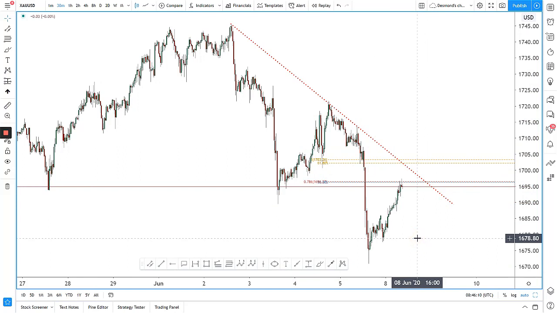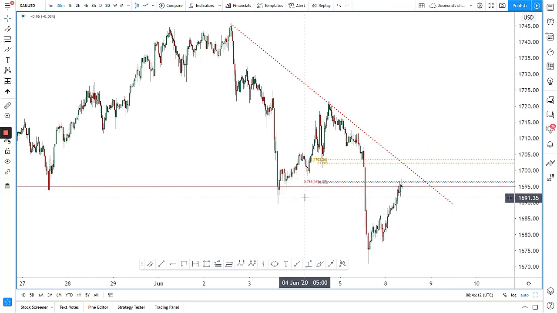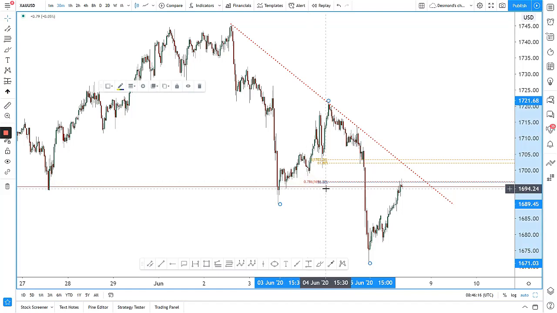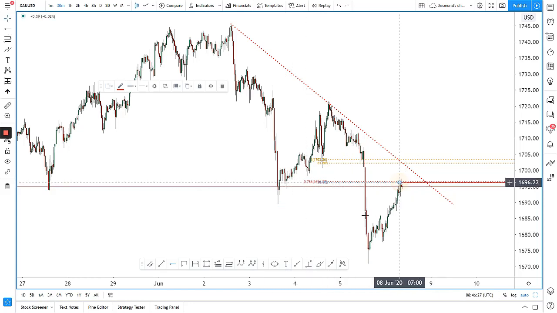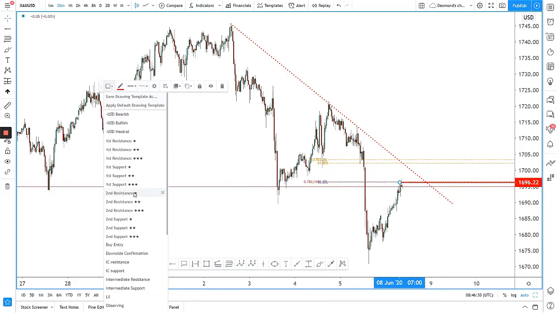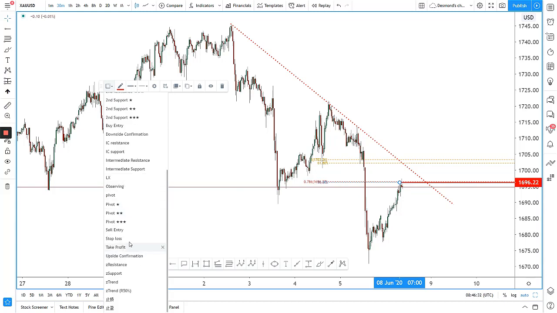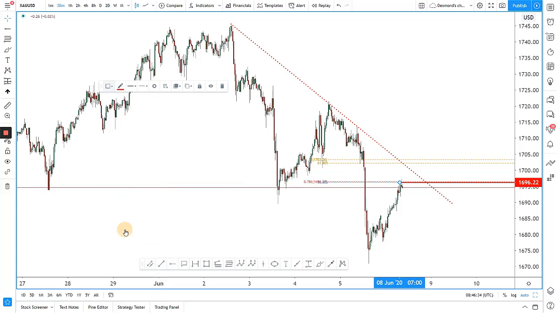Okay, so what I have identified here so far is that there's a very nice 78% extension. There's a very nice 50% retracement. And the next key level is over here. So if I were to sell, I would use this as my sell entry. I'll put this and I'll call this my sell entry.